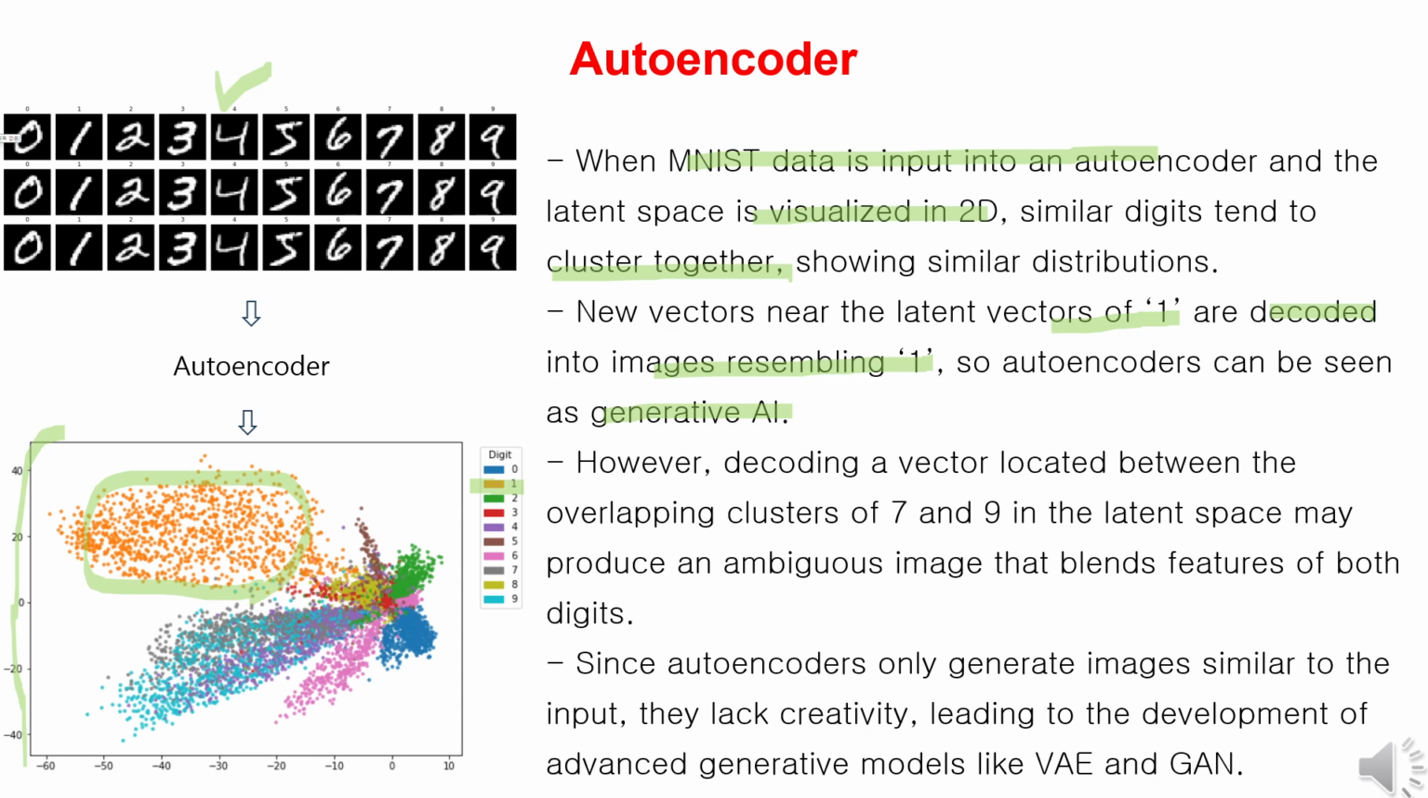However, the light blue cluster for digit 9 and the gray cluster for digit 7 overlap in the latent space. Decoding a vector located between 7 and 9 may produce an ambiguous image blending features of both digits. Moreover, autoencoders typically generate images similar to the input data, limiting their ability to create entirely new images. To overcome these limitations, more advanced generative models like variational autoencoder and generative adversarial network have been developed.